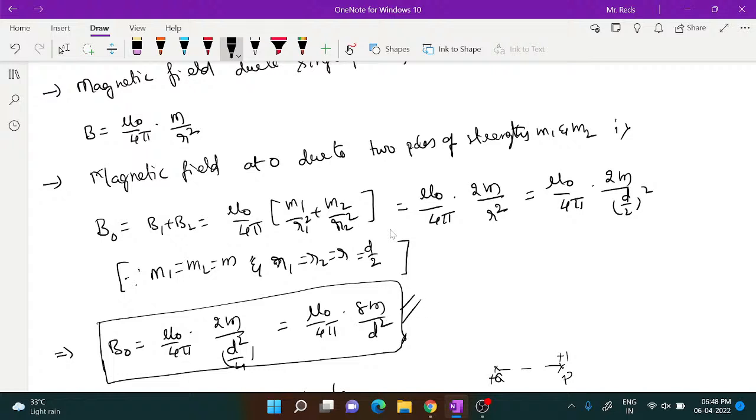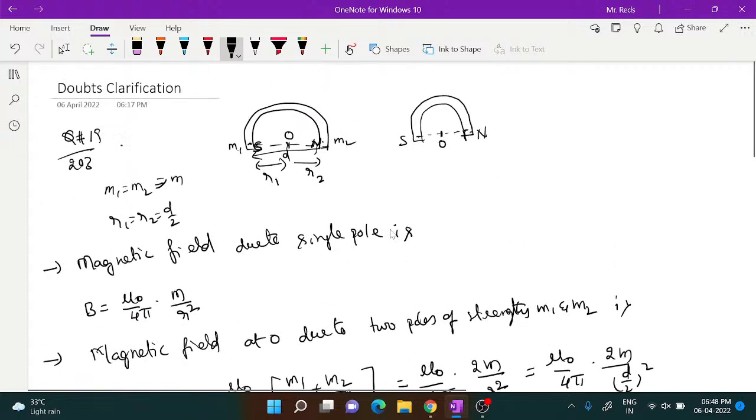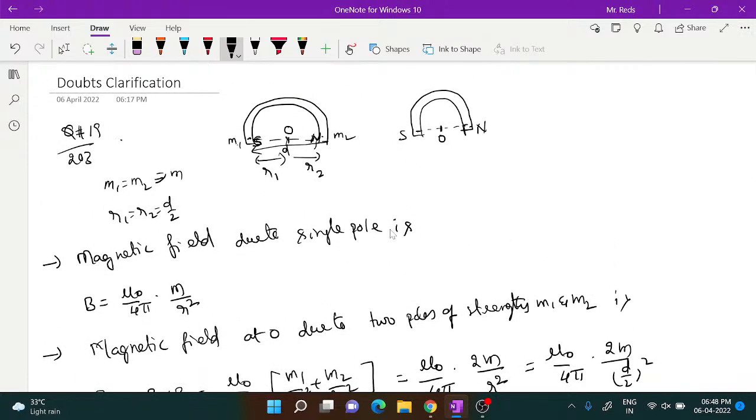Here d is given directly as 6 centimeters and the pole strength is 90 ampere meter. You have to convert 6 centimeters into meters, so that it is in SI units. Do that conversion properly. Both poles are at the same distance, the same radius. At the midpoint, the distance is the same, since the midpoint of the diameter gives the radius of the semicircle.